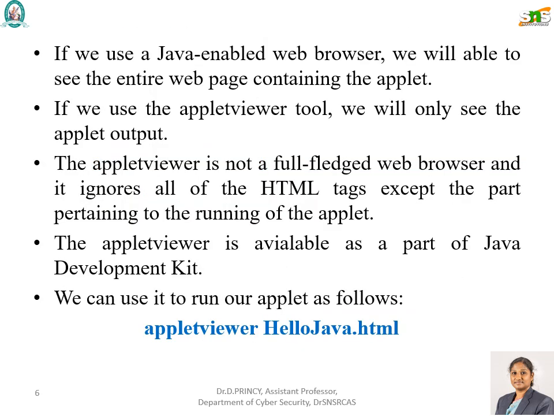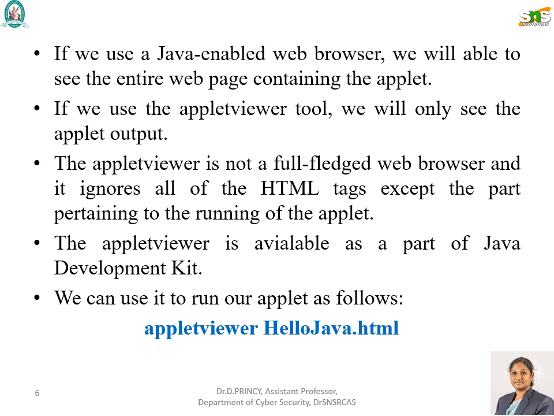When we use a Java enabled web browser, we are able to see the entire web page containing the applet. But when we use the applet viewer tool, we only see the applet output. That means in a web browser we can see the result as a web page, while in the applet viewer we can see the applet window, because the applet viewer is not a full-fledged web browser and ignores all of the HTML tags except the part pertaining to the running of the applet.